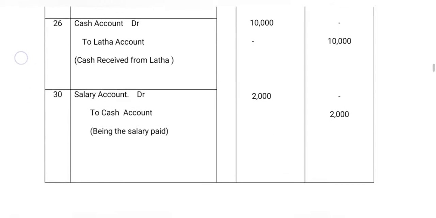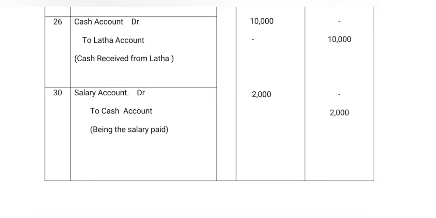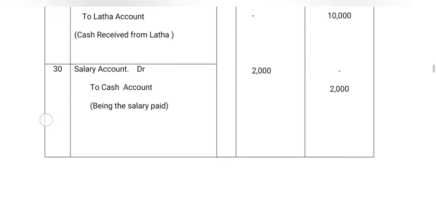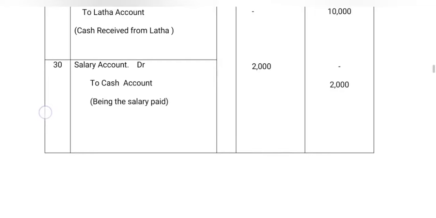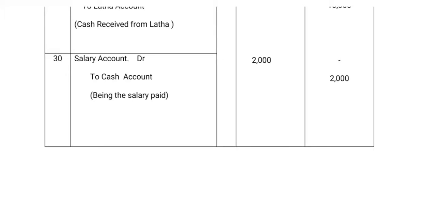Then the cash received: here Lata is a debtor to the business, and she is giving money. Cash is coming into the business, that's why the cash account is debit. Lata is the giver, that's why Lata is credited. Then the salary account: according to the nominal account rule, salary is an expenditure, so all expenditures are debit. And the remaining account is cash. If we are paying salary, cash is going out of the business, that's why the cash account is credit. Now we are going to prepare the ledgers.